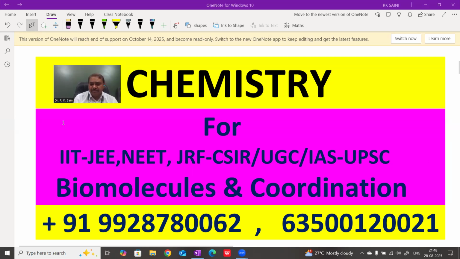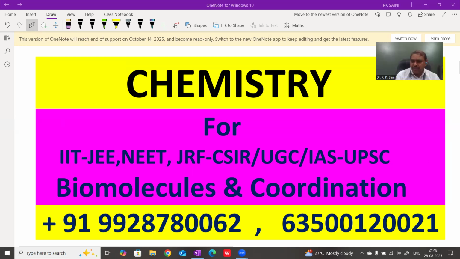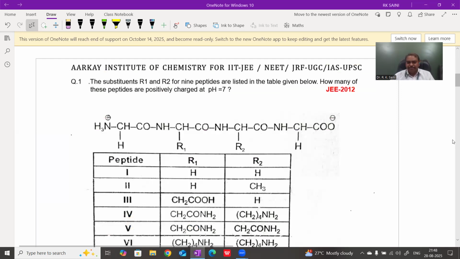Question number first. Today we discuss some important questions regarding biomolecules and coordination chemistry. This question is taken from biomolecules and was asked in IIT-JEE in 2012. Question: the substituents R1 and R2 in the given peptide chain are listed below. How many of these peptides are positively charged at pH 7?